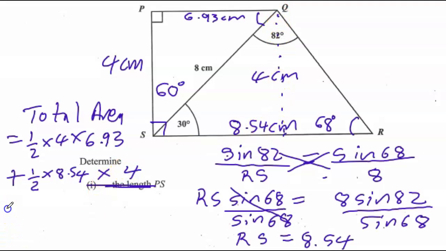So the value of this calculation: 0.5 times 4 times 6.93 plus 0.5 times 8.54 times 4 is equal to 31 to the nearest whole number. So 31 to the nearest whole number.